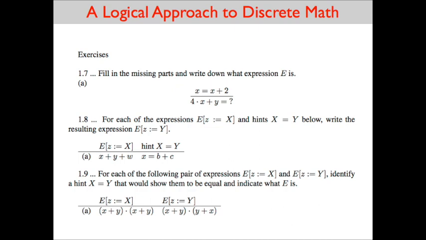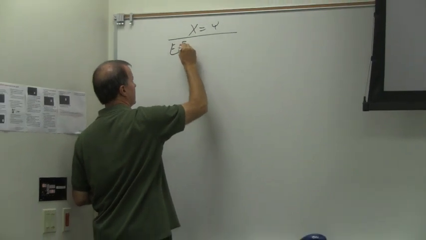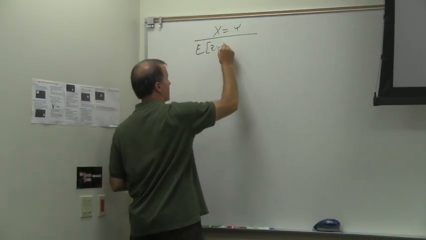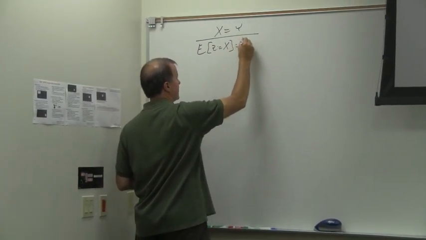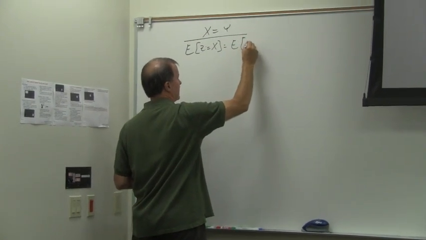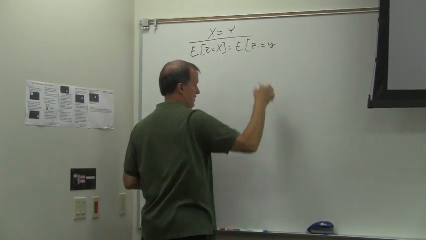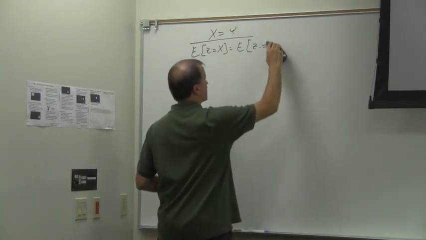So let's write down Leibniz again. X equals Y, E with Z replaced by X equals E with Z replaced by Y. That's uppercase Y.